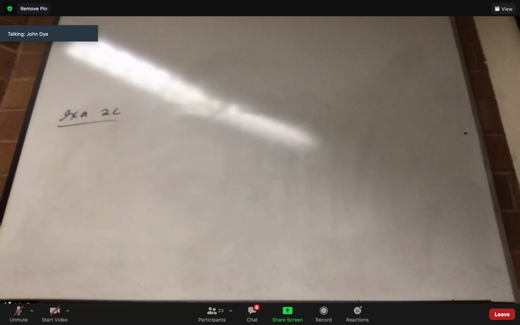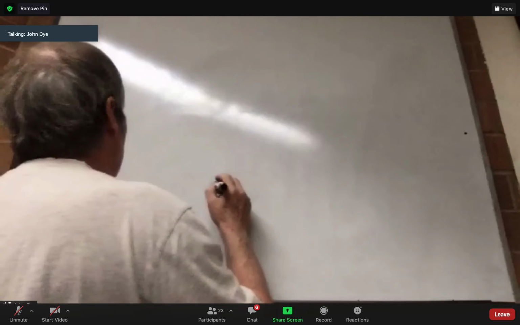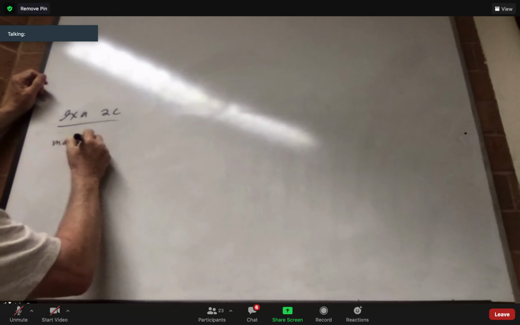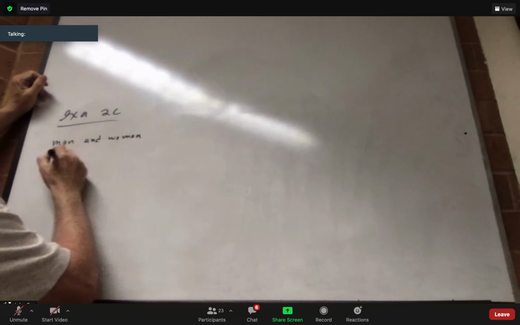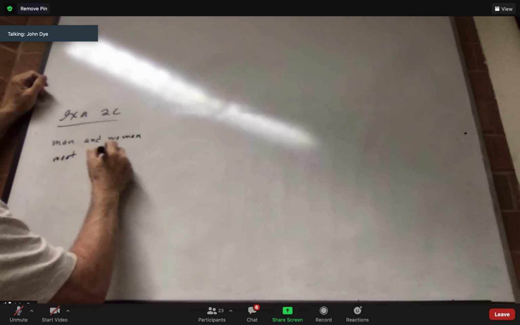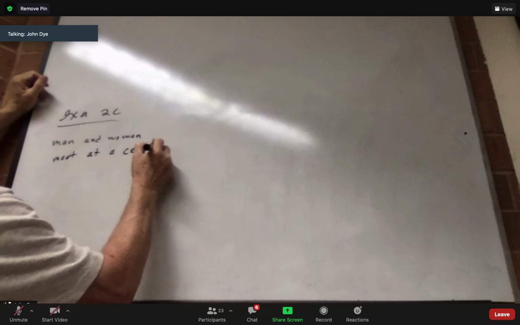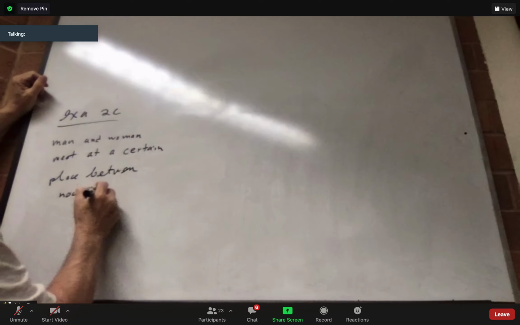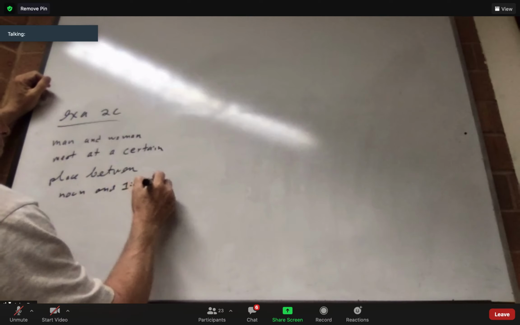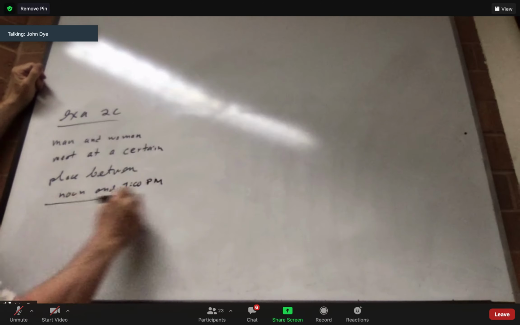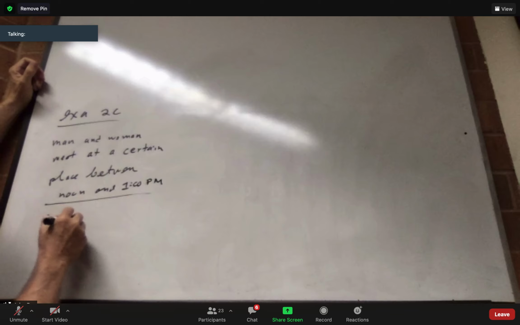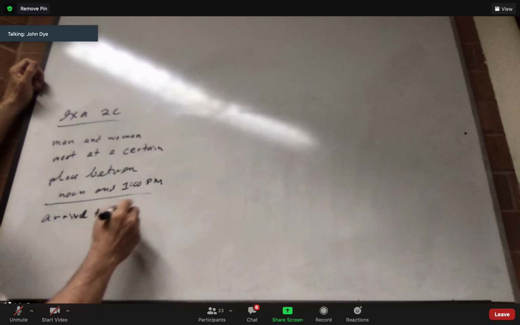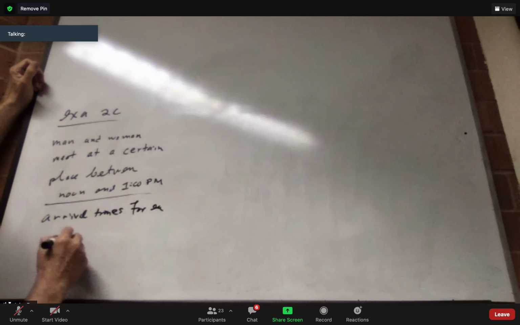A man and a woman are going to meet at a certain place between noon and 1 p.m. The arrival times, they don't say it like this in the book, but really the arrival times for each are uniform.